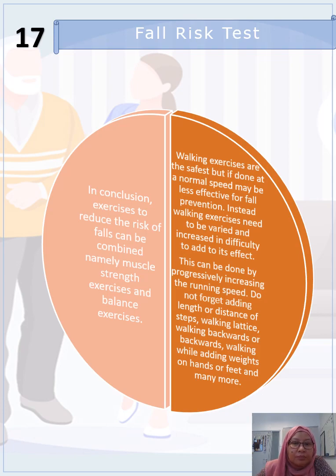So, walking exercises are the safest, but if done at a normal speed may be less effective for fall prevention. Instead, walking exercises need to be varied and increase in difficulty to add to its effect. This can be done by progressively increasing the running speed. Do not forget adding length or distance of steps.